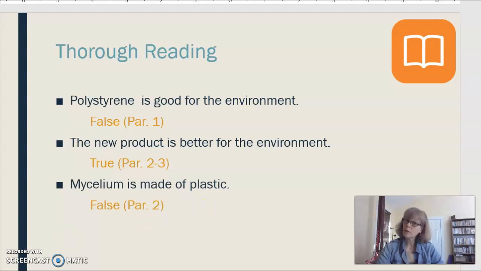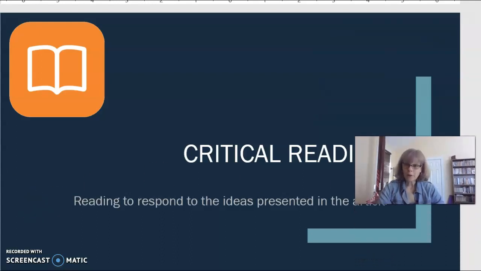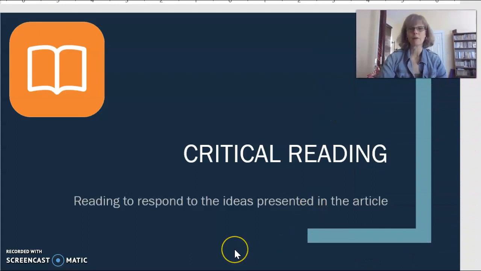Good work, guys. You're reading, you're thorough reading. Here's the last step, and that is critical reading. When we think about critical reading, now we're talking about responding to these ideas, actually asking questions like, why? Why is this important? And where have I seen this? And is this important to me? Do I agree with this?